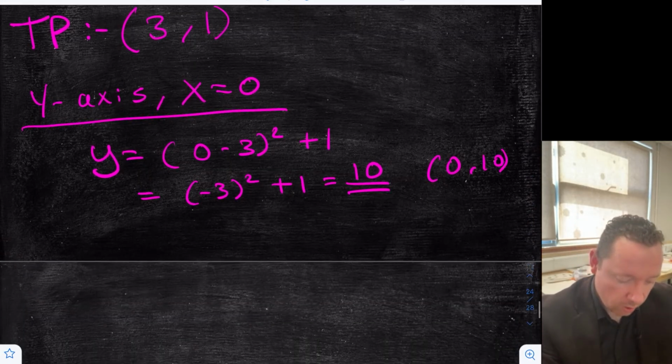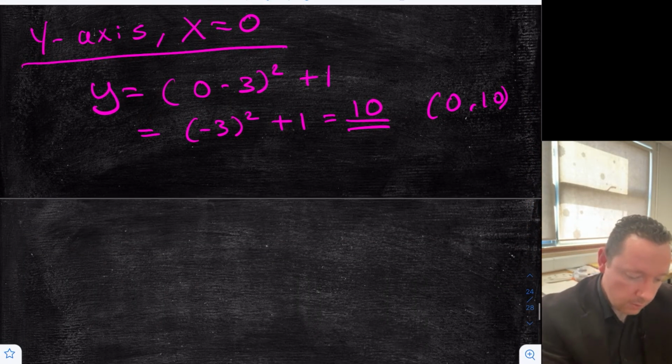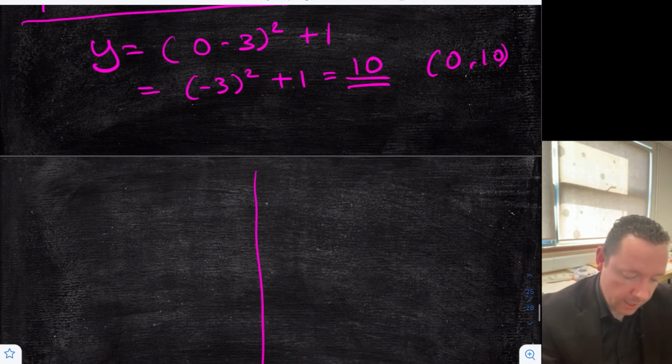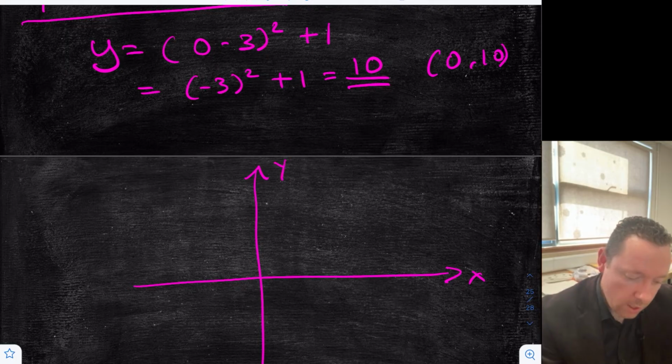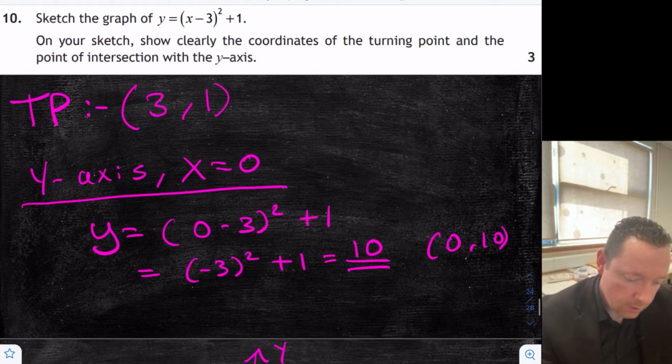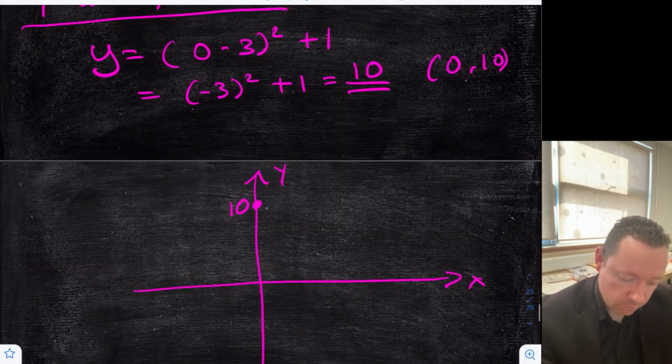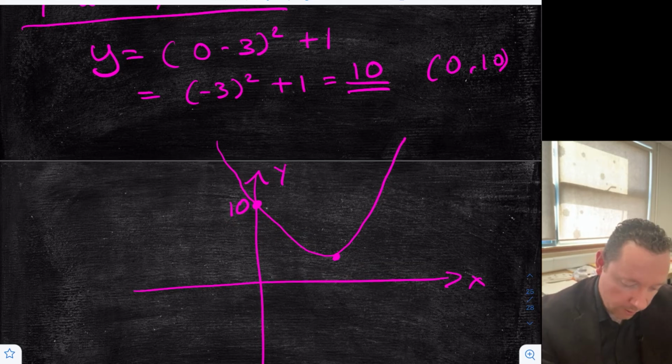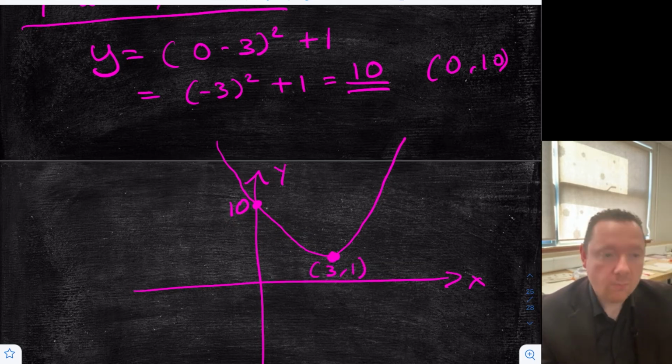So now we can just draw a little picture. An x and y-axis, it's just a little sketch. So we're going to cut at 10, so I'll just note that. And our turning point is (3, 1). So we can go along 3, up 1, say, is there, and then just draw a nice, neat parabola and label that point nice and neatly (3, 1), and we're done there.